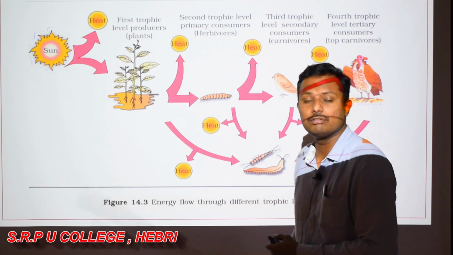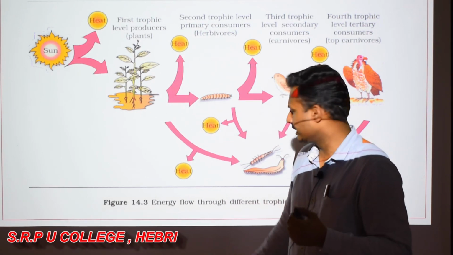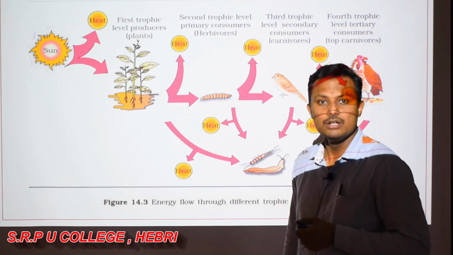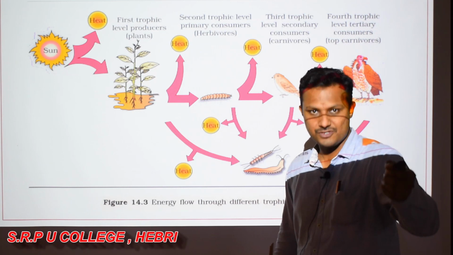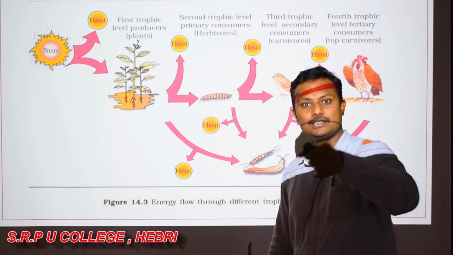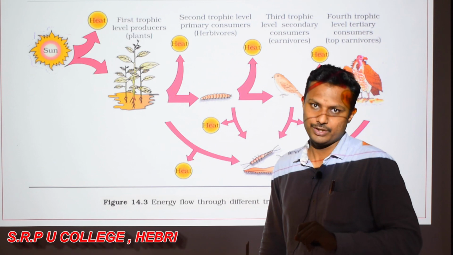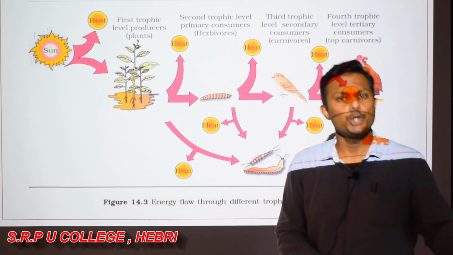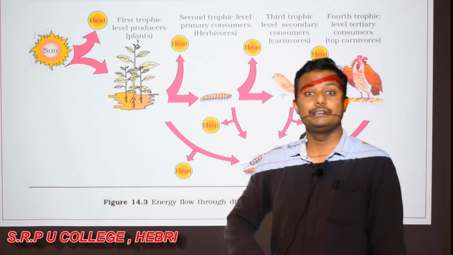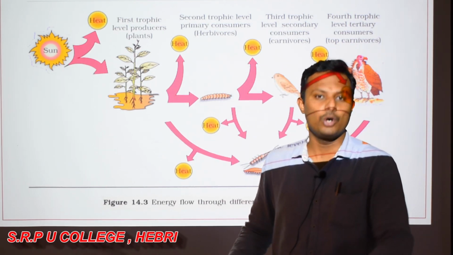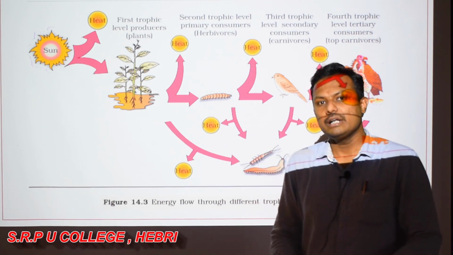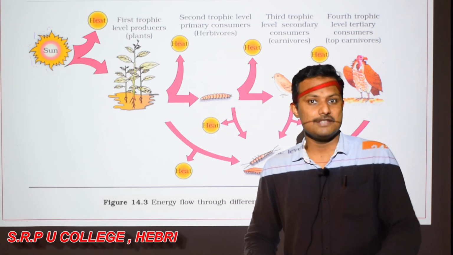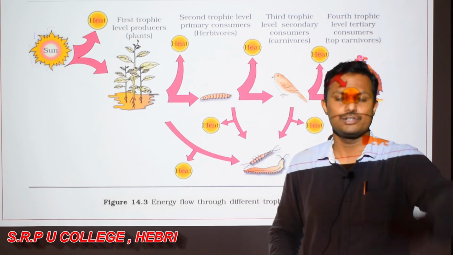In the energy flow we have come across food chains and food web. There are two types of food chains we have studied. One is GFC, called grazing food chain, and the other is DFC, detritus food chain. The grazing food chain starts from the producers or the plants, whereas the detritus food chain starts from the dead organic material. So the death of any organism is the beginning of the detritus food chain.